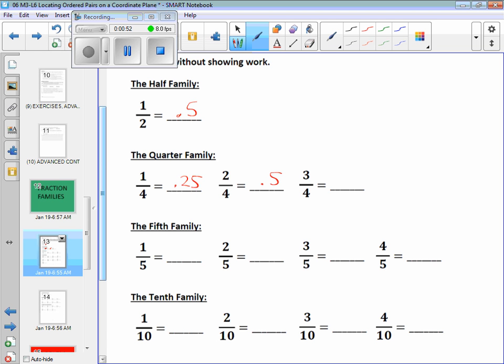What about 3/4? Let's hear from the dark side. Somebody in this row? 0.75. Correct.